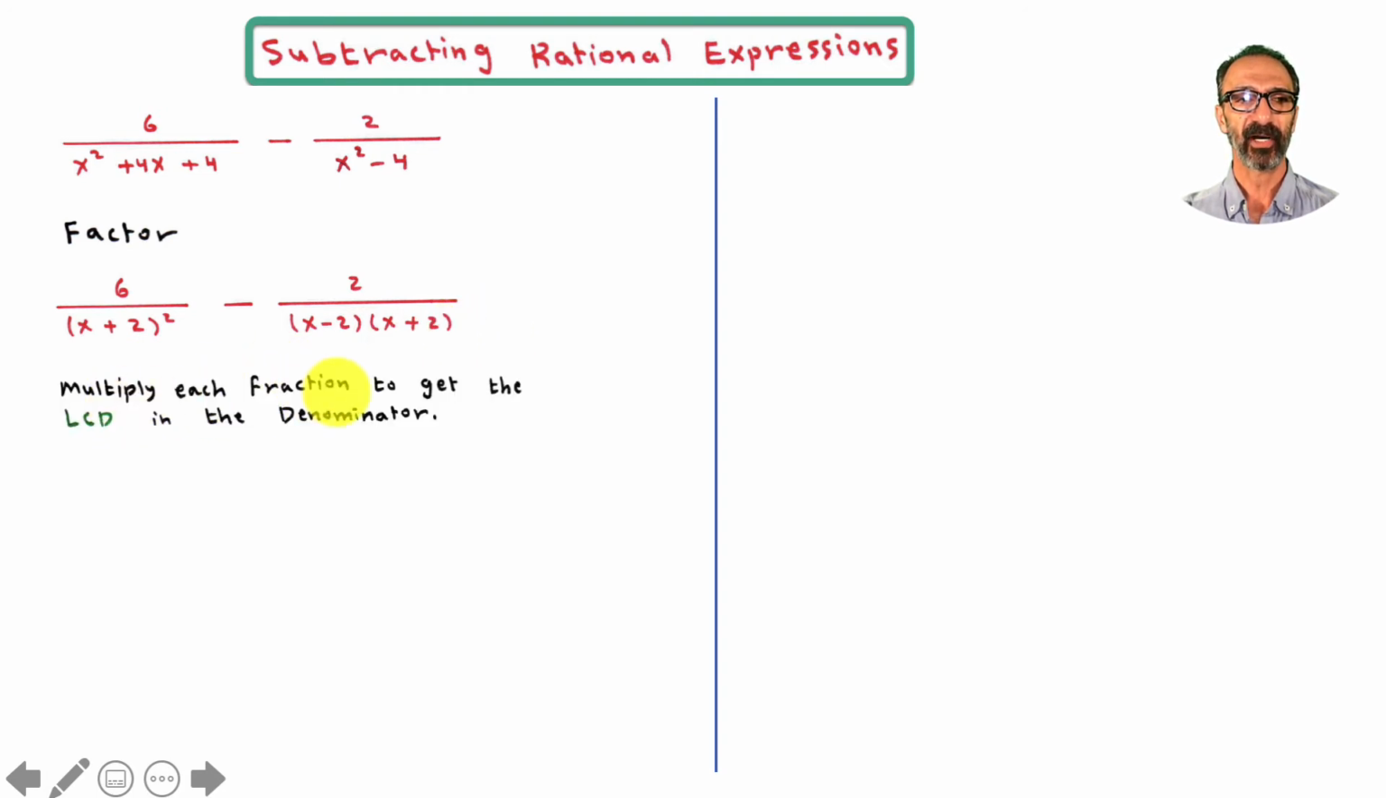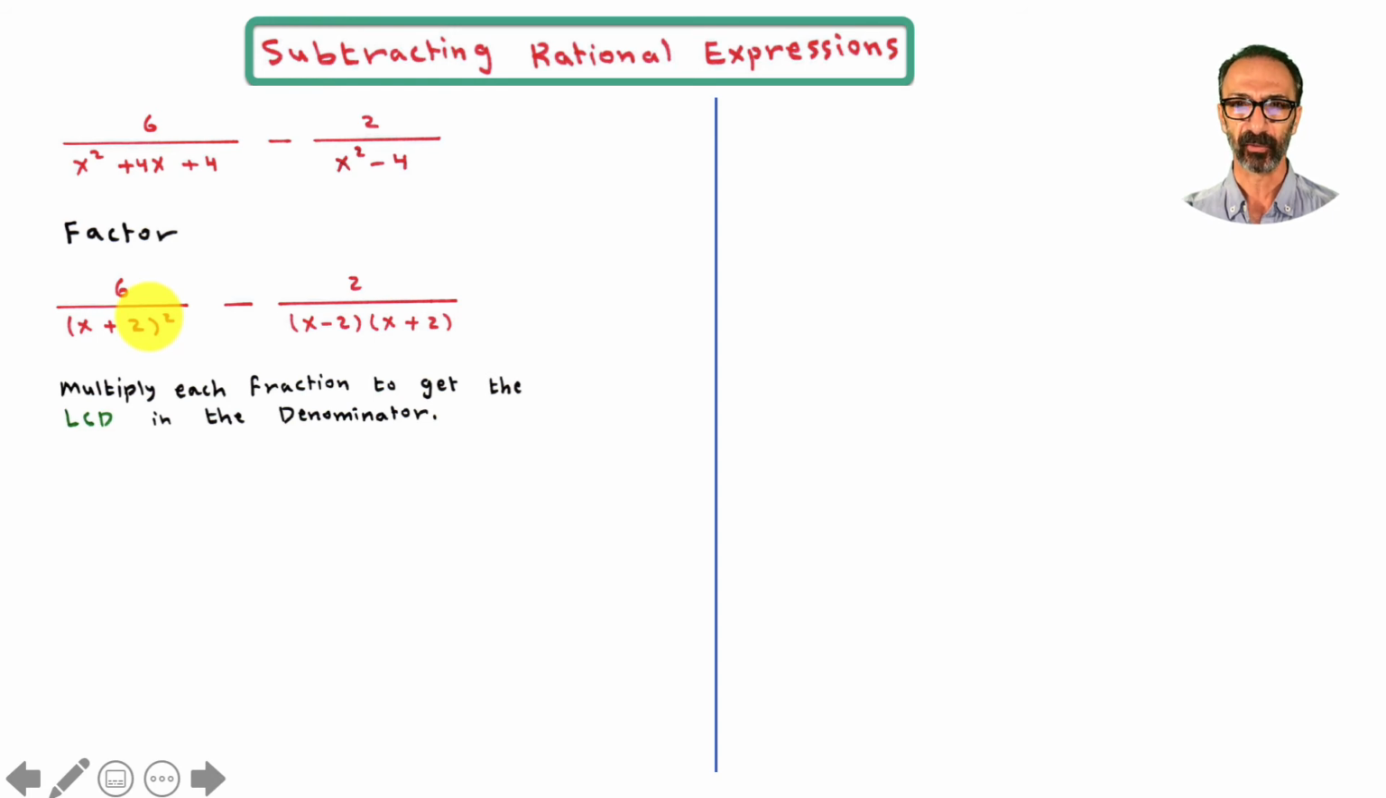Multiply each fraction to get the LCD. Well, this one is x plus 2 times x plus 2. So I have 2 of x plus 2. This one has 1 x plus 2. It's missing the other one. It has to have 2. They both have to be the same. This one has x minus 2, but this denominator is missing it.